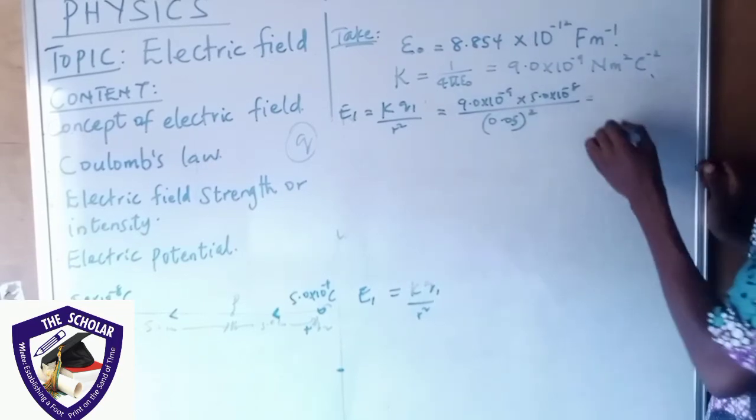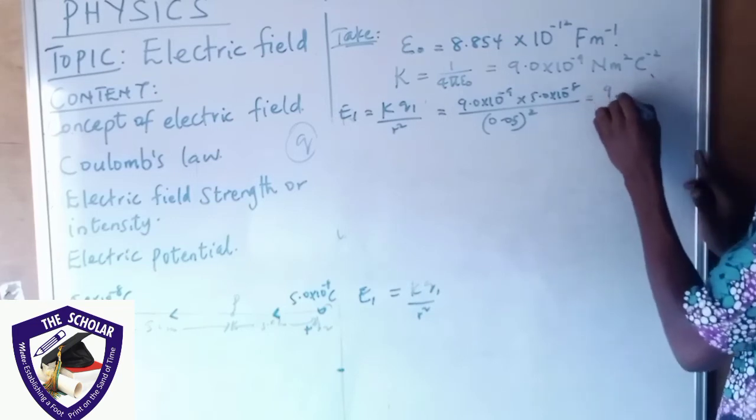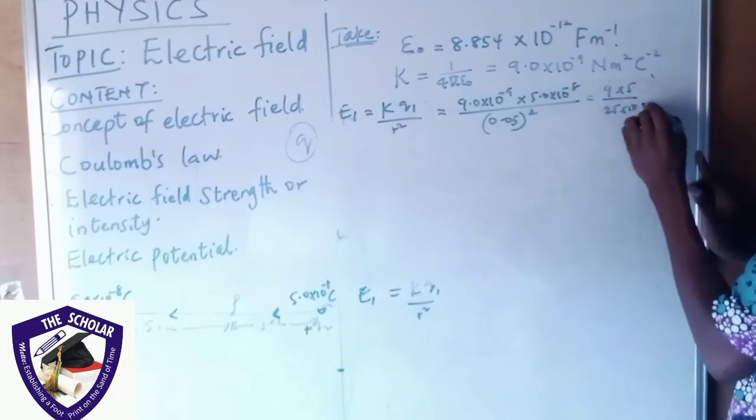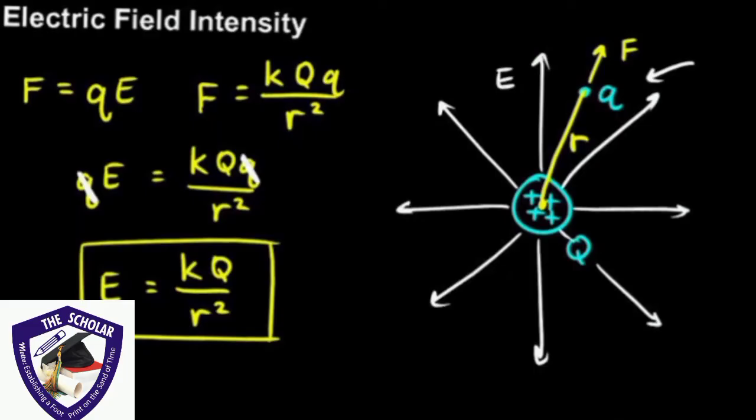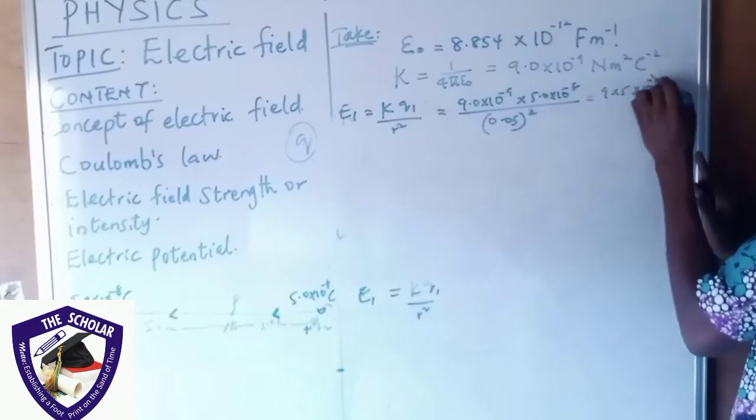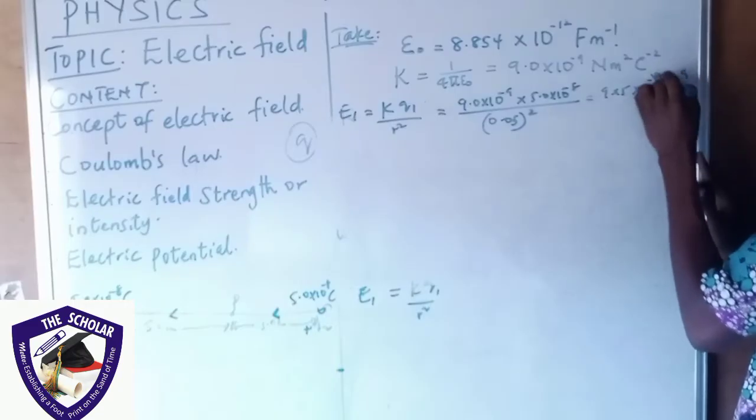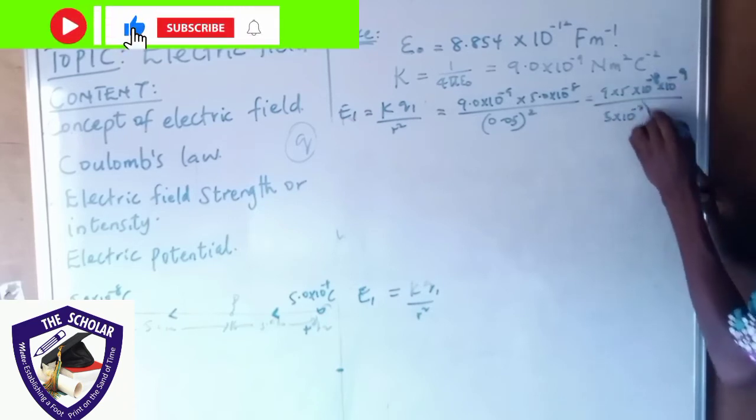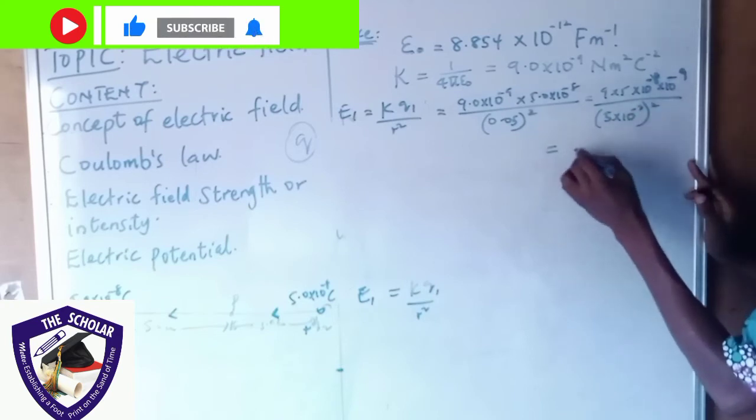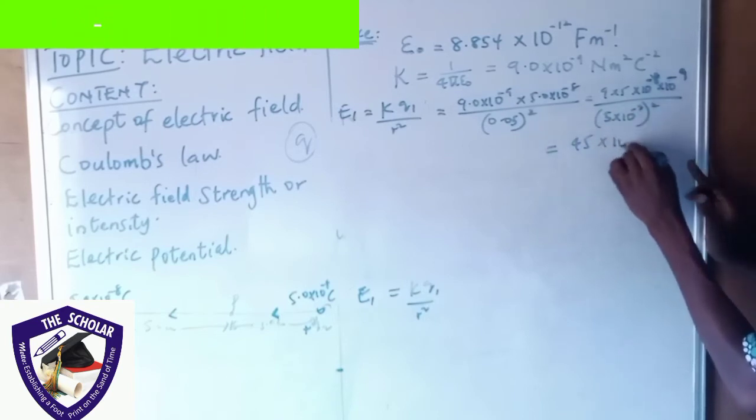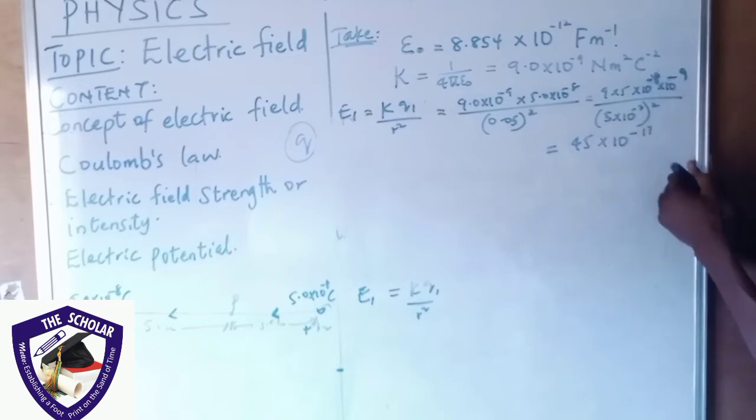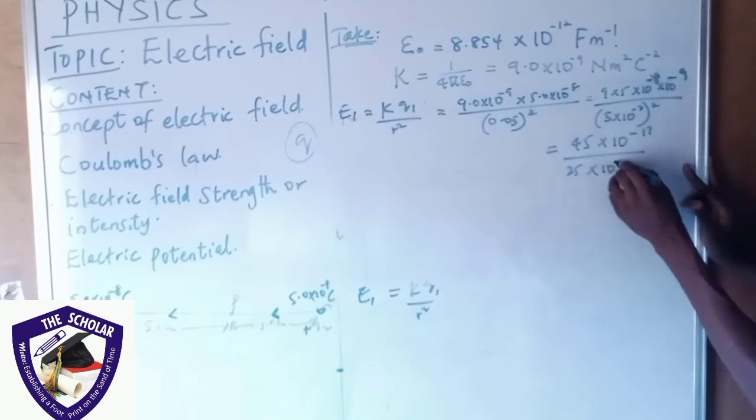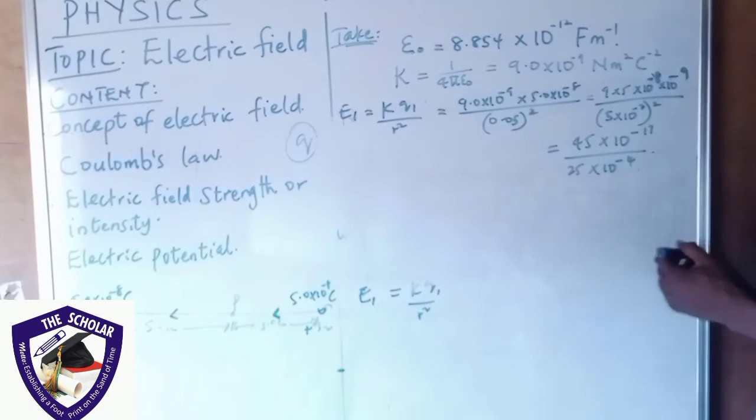That gives us 9 times 5 divided by 25 times 10 to the power. Okay, we have 9 times 5 times 10 to the power minus 8 times 10 to the power 9, divided by 5 times 10 to the power minus 2 squared. That translates to 45 times 10 to the power 1 divided by 25, that's 5 times 5, then times 10 to the power minus 4. So when you do this, you get your answer for E1.